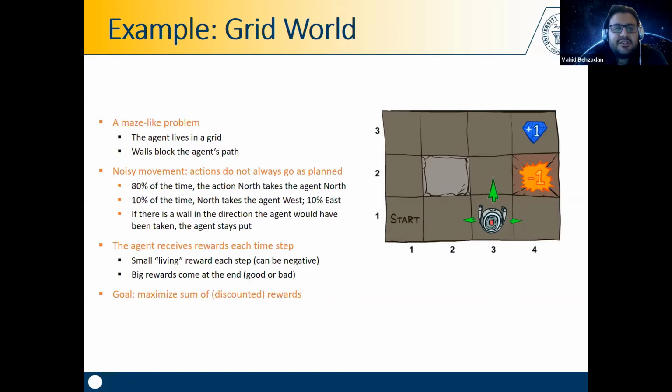The agent receives rewards each time step. So at each time step, the agent receives a reward, and that reward is a scalar value. And there are two very big rewards. One is a positive reward, getting the diamond has a positive reward of +1, and a negative reward of -1 associated with falling into the fire pit. And these two states are considered to be terminal states. When the agent gets to these states, the game ends, essentially. The game is over and the agent doesn't have any more decisions to make. What's the goal? The goal of this agent is to maximize the sum of discounted rewards.